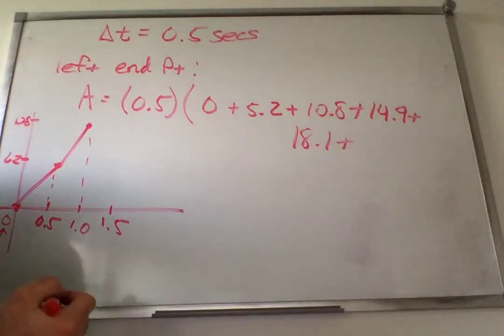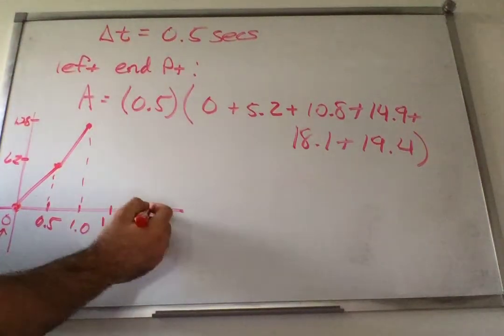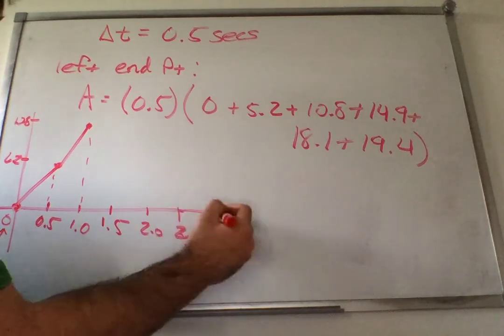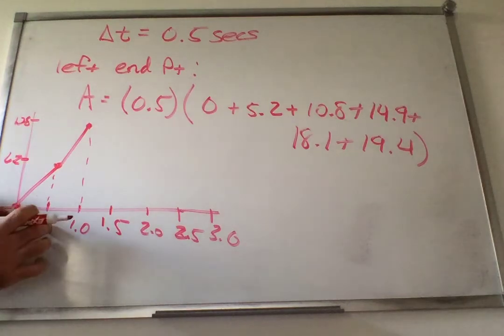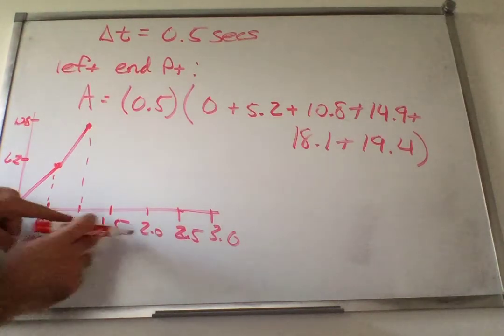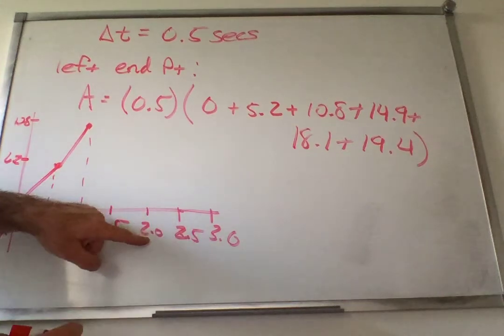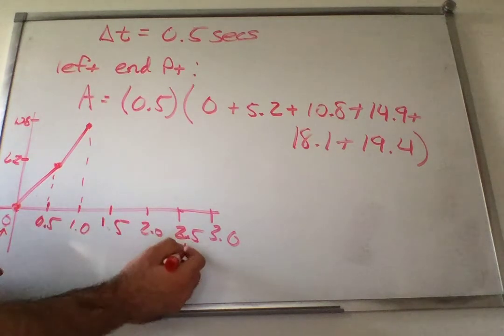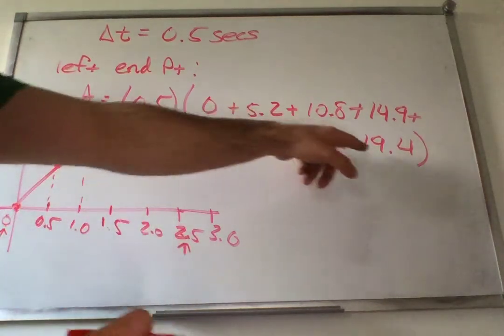plus the next one, 19.4. So 2.0, 2.5, 3.0. Left endpoint: out of each pair of values, I pick the left one, so I end on this one. I need the velocities from 0 all the way up to 2.5, which are these ones.